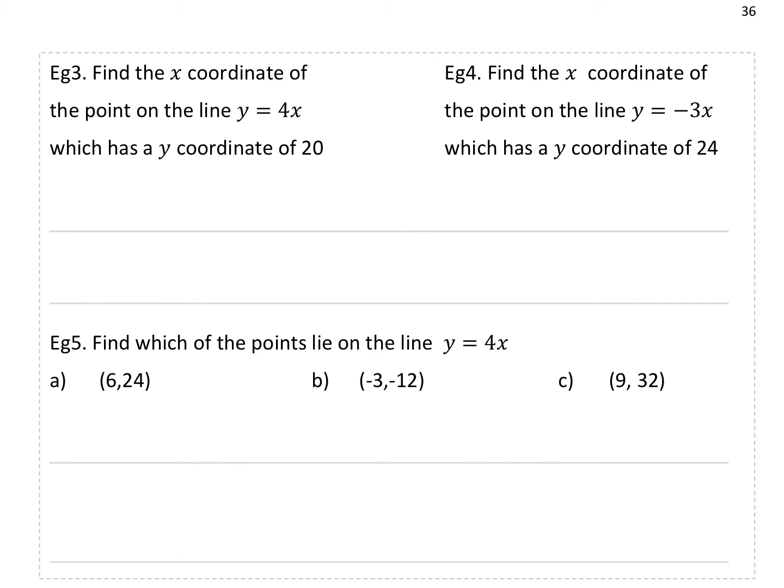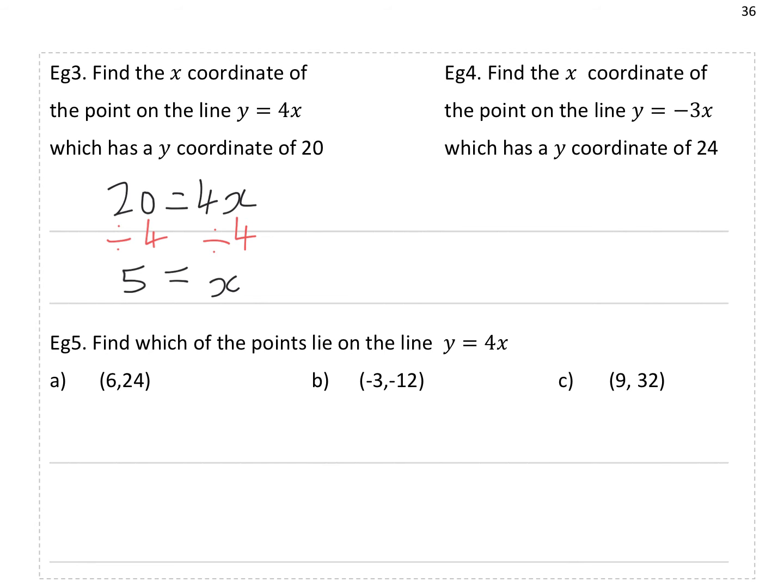Example 3. Find the x-coordinate of the point on the line y equals 4x, which has a y-coordinate of 20. So this time, when we're writing in y equals 4x, it's the y value that we know to be 20. So we substitute the y to be 20. And then the x is what we want to find out. We want to find the x-coordinate. So if 20 equals 4x, x is going to be 4 times smaller. You can write this if you prefer, solving the equation that way. We get that x is 20 divided by 4, which would be 5. So when x is 5, y would be 20.